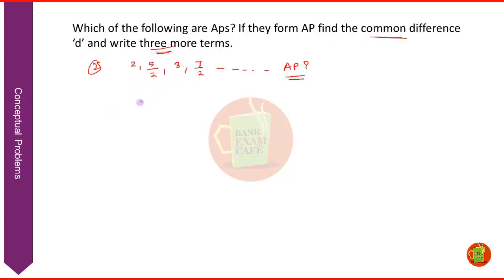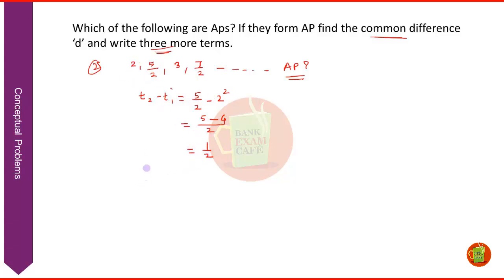So first we will take the difference between the second term and the first term, which is equal to 5 by 2 minus 2. So here the LCM will be 2. Here we will multiply by 2. So it will be 5 minus 2 2s are 4, which is equal to 1 by 2. So the difference between the first two terms is 1 by 2.